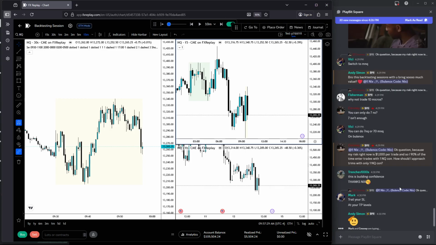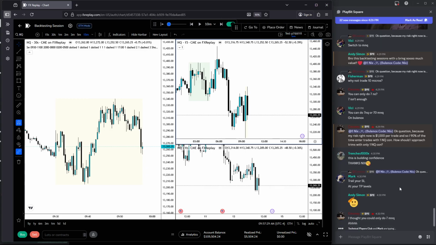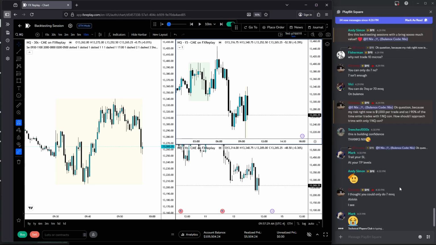Because MNQ allows you. Basically these firms say 7 contracts max, but they mean 7 NQ, and they allow you up to 70 MNQ. So on Bulenox, they let you do up to 70 MNQ. So instead of doing 1 NQ, you can do 10 MNQ. No, it's not 7 MNQ, it's 70 MNQ, so it should be fine. So that's how you do it.